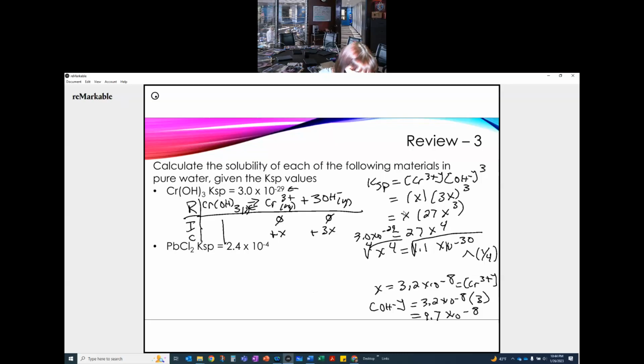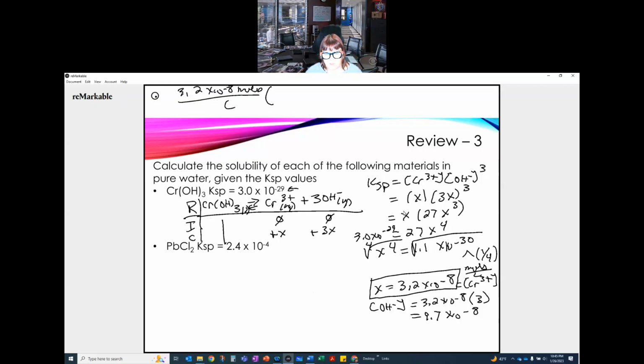So either you're looking for the molar solubility, which is this number, the X. The X is always the molar solubility. So this is the molar solubility. This is how many moles per liter will dissolve. Okay. The other thing we can talk about is grams per liter. In order to find the grams per liter, I would need to take that 3.2 times 10 to the minus 8 moles per liter and multiply that by the molecular weight of the Cr(OH)3.